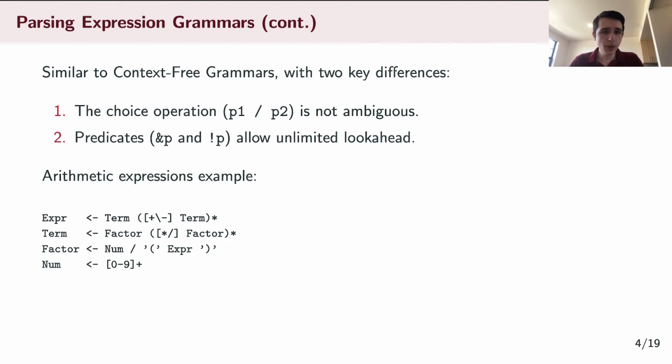In particular, the reason that a PEG is not ambiguous is that the choice operation, P1 or P2, requires that P1 is attempted before P2. P1 must be attempted first, and only if P1 fails can P2 be attempted by the parser. Also, PEGs have predicates, which I'm not going to go into much, but suffice to say they allow for unlimited look-ahead in the parser. Here's a grammar for arithmetic expressions, and this also shows non-terminals and some recursion. This example will come up later.